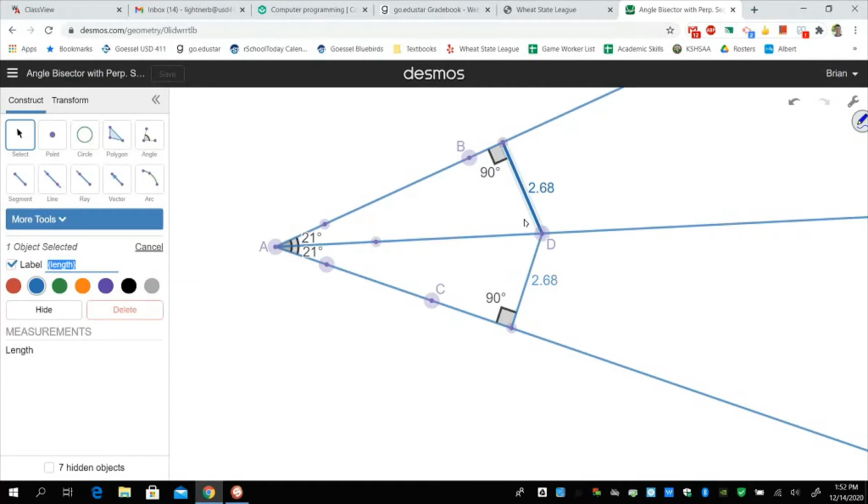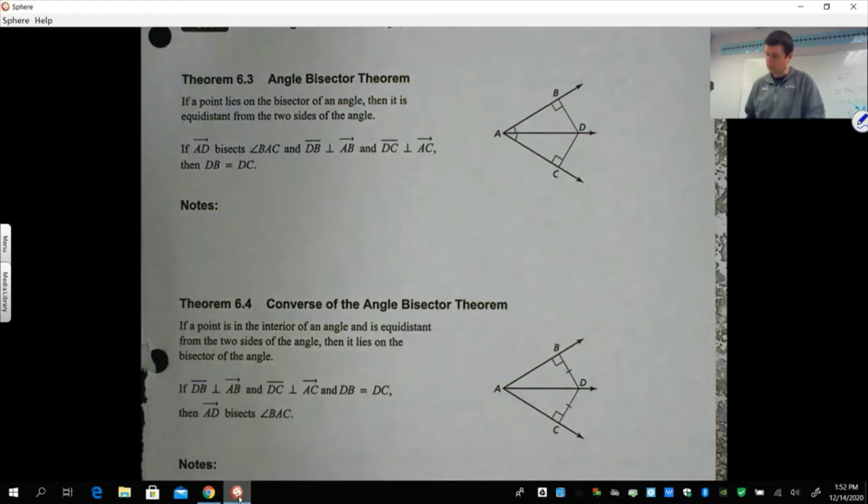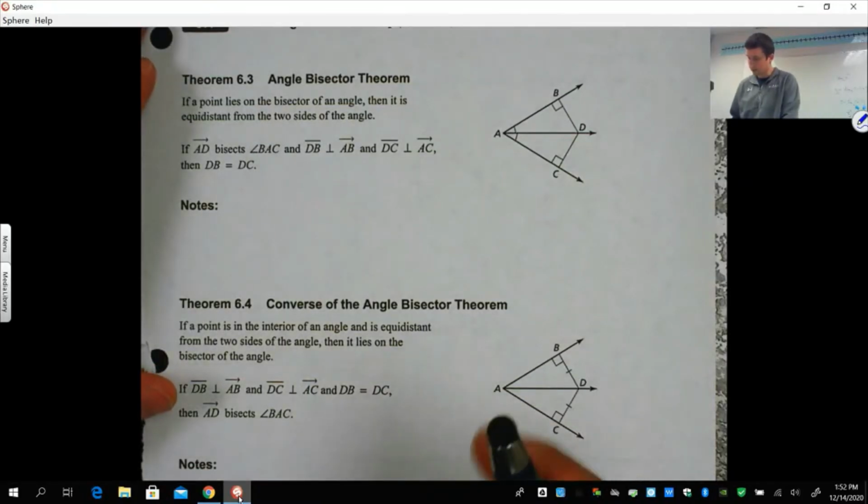Now notice the distances have to be measured making a right angle. When they refer to the distance, they're referring to the shortest distance, which will always make a right angle. Now if I move D, you notice those distances always stay the same. So for any point on the angle bisector, it's going to be the same distance from this one as it is from this one. It makes a shape called a kite. So that's what the angle bisector theorem is showing us.